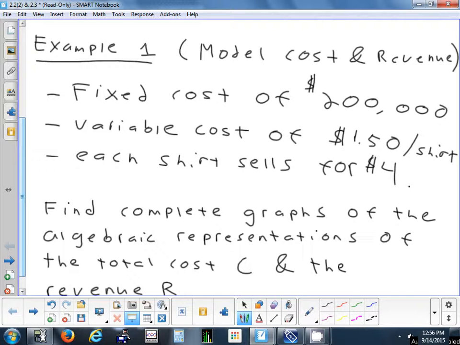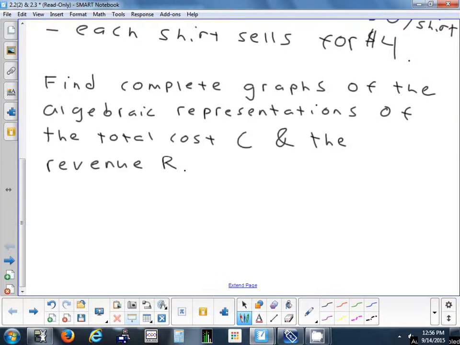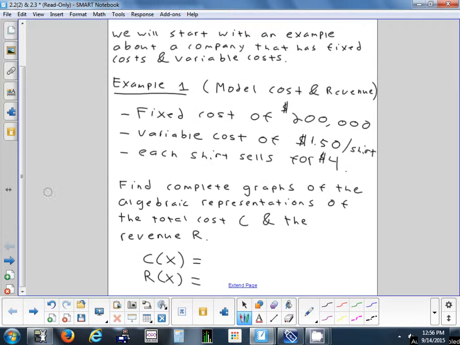First thing we've got to do is pick a variable for the number of shirts that are made or sold. What would be a good letter to pick for our variable? S? For shirt. Yeah, I think S for shirt would make sense. The only thing is sometimes my S kind of looks like a 5. So I'm going to use X, just so my S doesn't look like a 5. So we're going to find the cost as a function of X, and the revenue as a function of X.